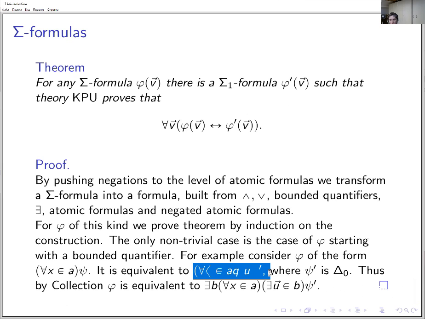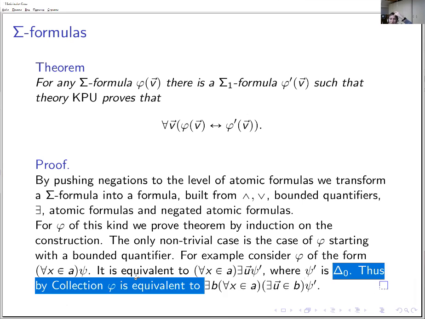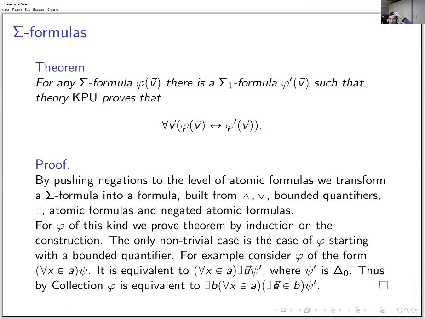So this formula implies this formula. And the other direction is very straightforward. It's very easy to see that this formula implies this one, because here we have a bounded existential quantifier, and here we have an unbounded existential quantifier. And of course, if we have witnesses in some bounded domain, then we will have witnesses in the unbounded domain. Okay, so this is basically how it's done.